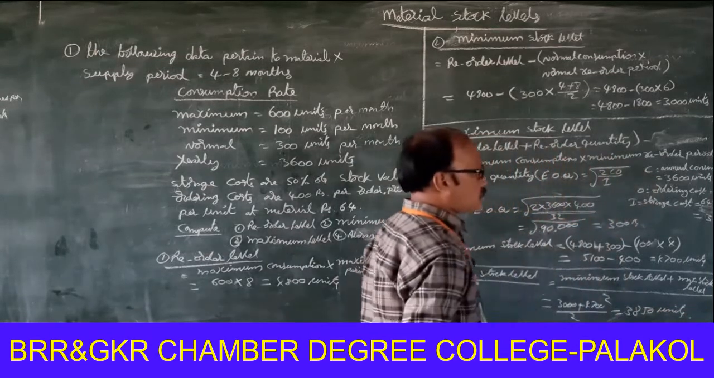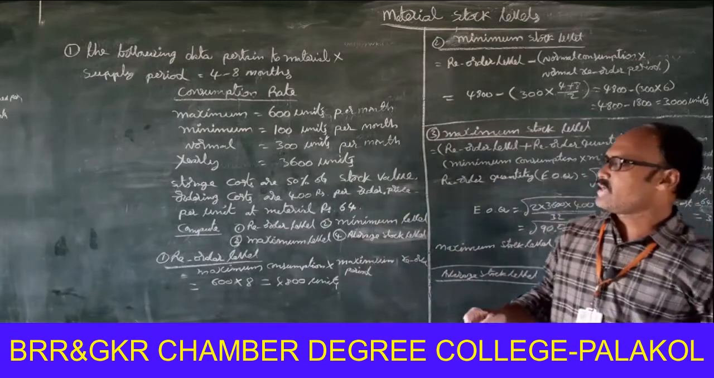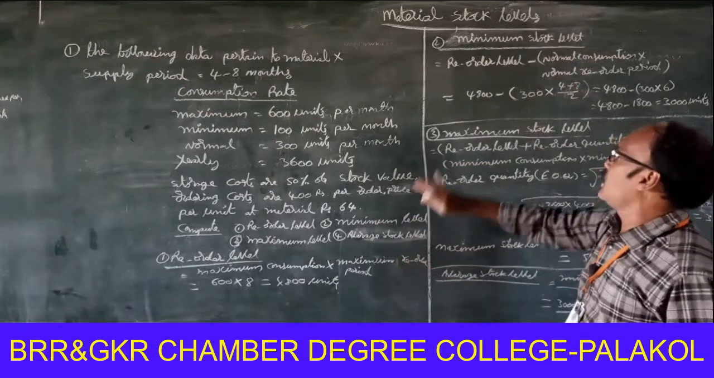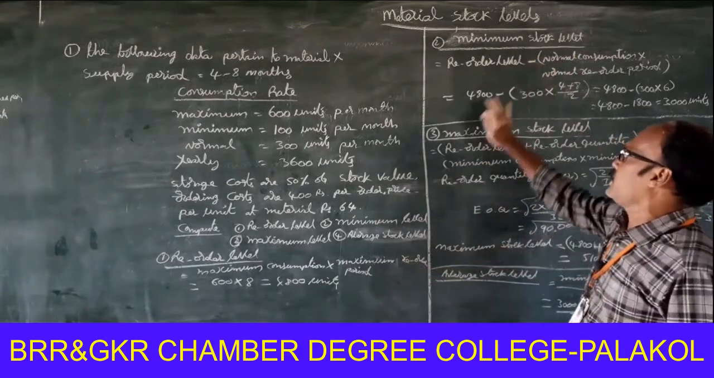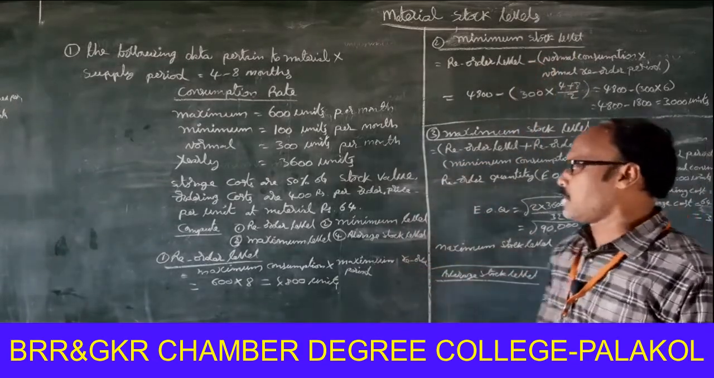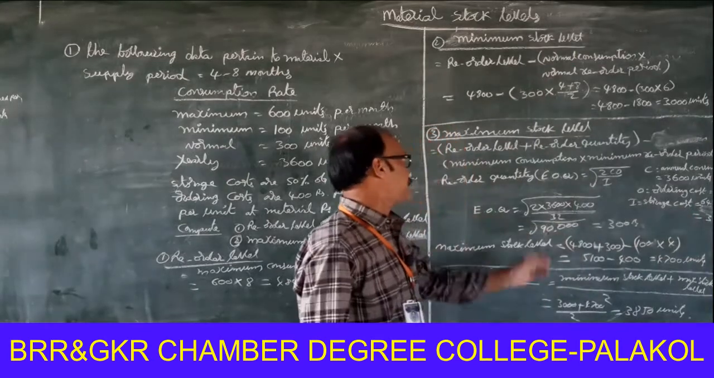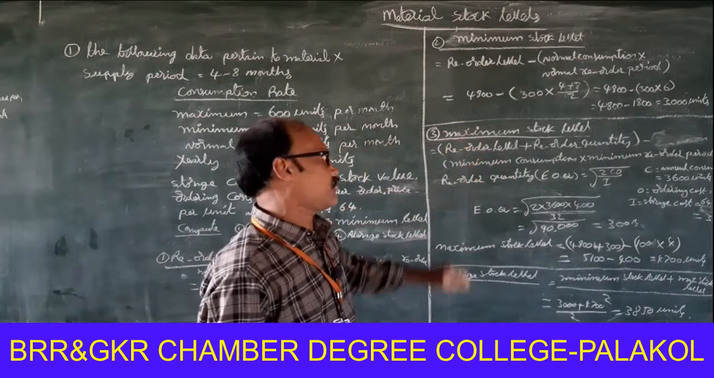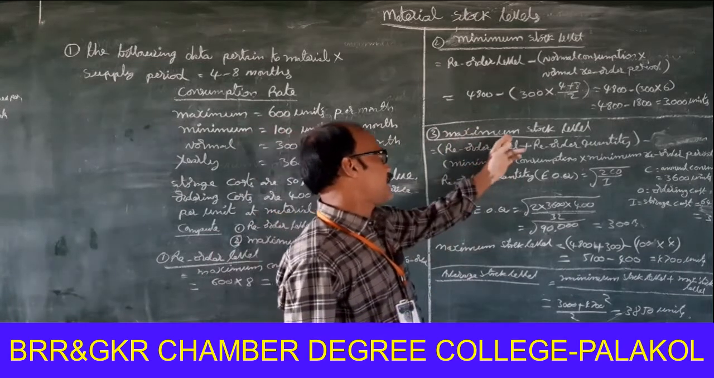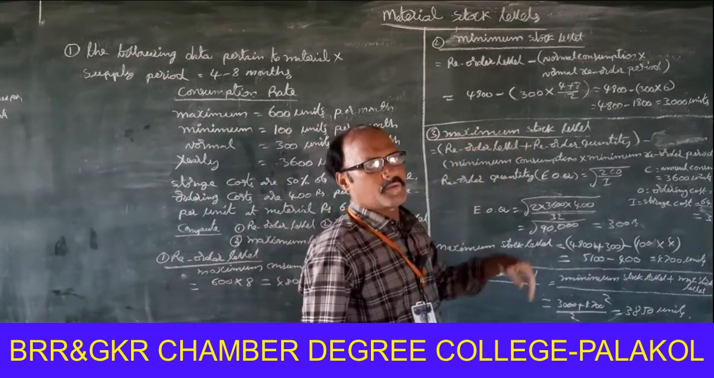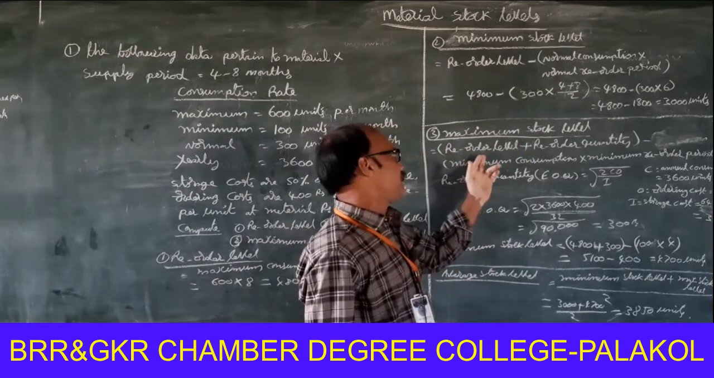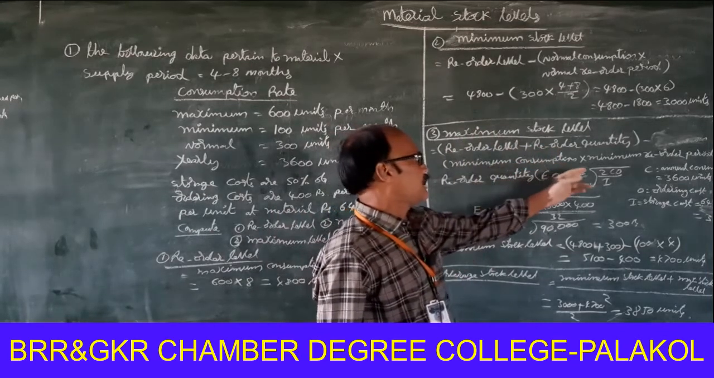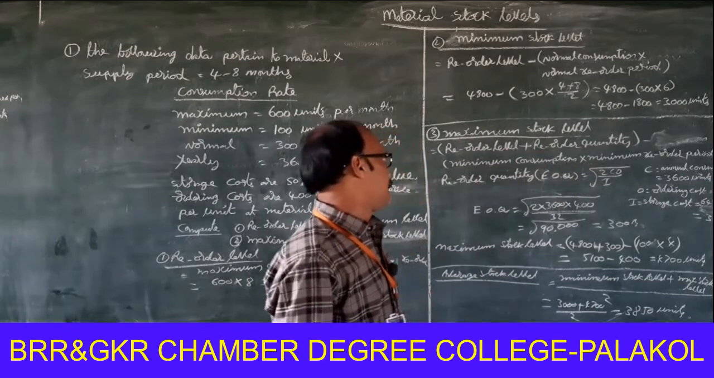So this is the most important problem. Once again I am telling that there is no problem at all. Reorder level and minimum level, the information is directly available in this problem. The important one is maximum stock level. Please listen carefully. For calculation of maximum stock level, the following principle is to be applied: reorder level plus reorder quantity minus minimum consumption into minimum reorder period.